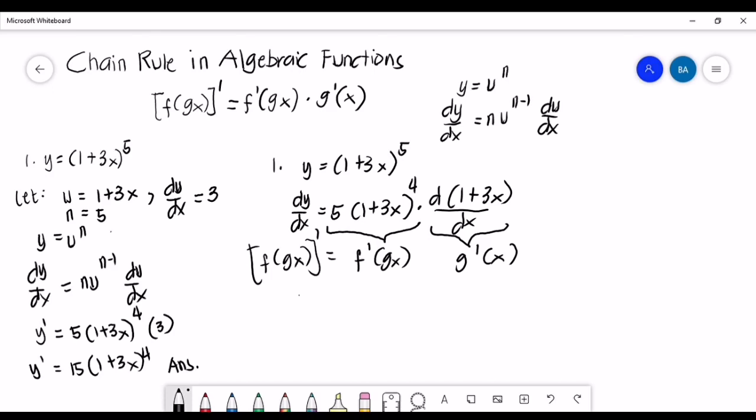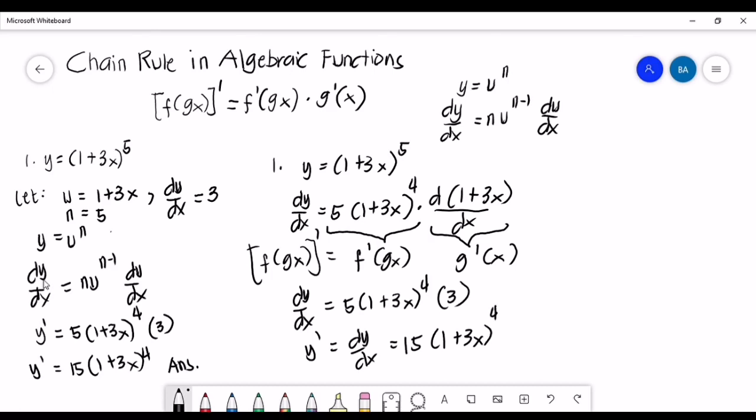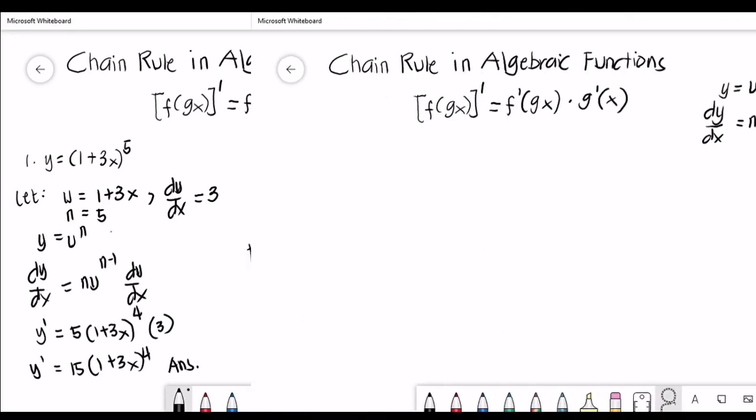So if we are going to continue this solution, the same answer that we could get in our first solution is equal to 5 times (1 plus 3x) raised to 4. If you're going to derive 1 plus 3x, this is equal to 3. So therefore our first derivative, or dy/dx, is equal to 15 times (1 plus 3x) raised to 4. So this is also our answer.